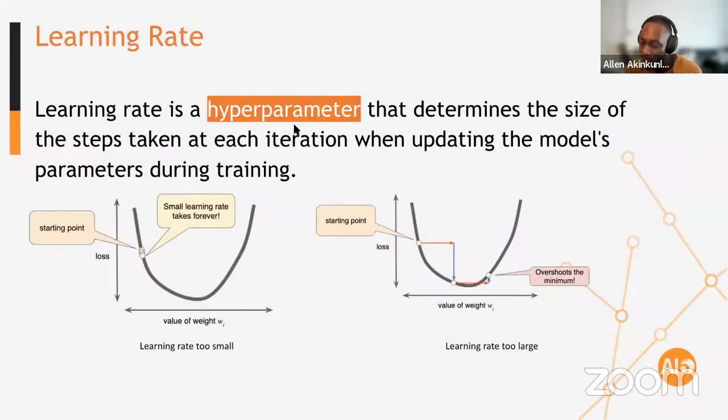So the learning rate is a hyperparameter. I highlighted it because I want to talk about the difference between a model parameter and a hyperparameter. The learning rate is one of the most popular hyperparameters that determines the size of the steps taken at each iteration when updating the model's parameters during training. So the model parameters in our case are the what? The weights and the biases, right? Those are the things we are trying to learn from the model. The hyperparameters control the parameters but are not within the model themselves.